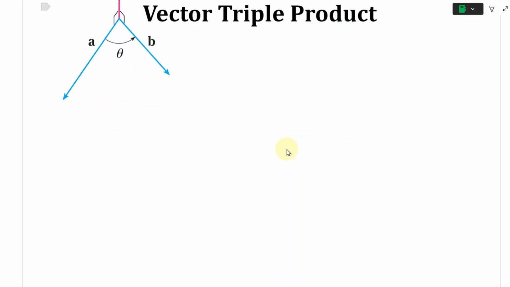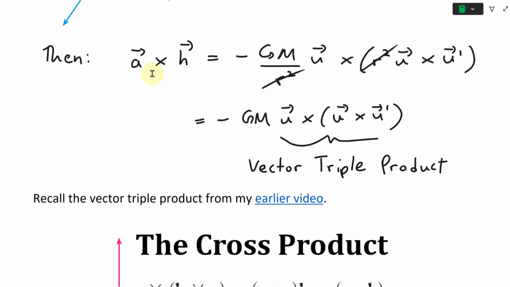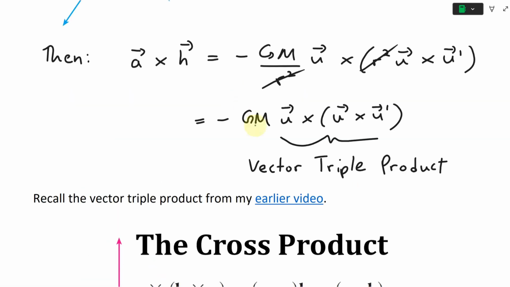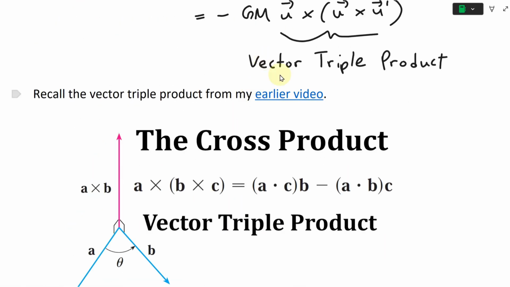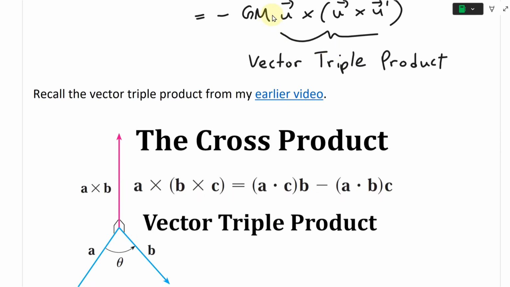So in other words, what we get is, thus, what we have here. So A cross h equals this part right here, negative GM, and then we're going to have u cross u prime. Well, we take this one, so A cross C. So in other words, we go u dot u prime times u. Yeah. So I guess this one's the same one there, A equals B there.